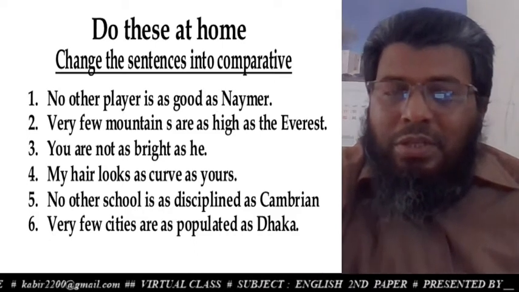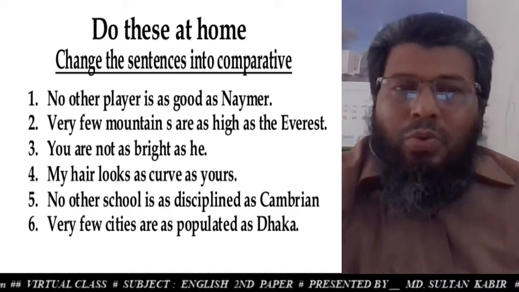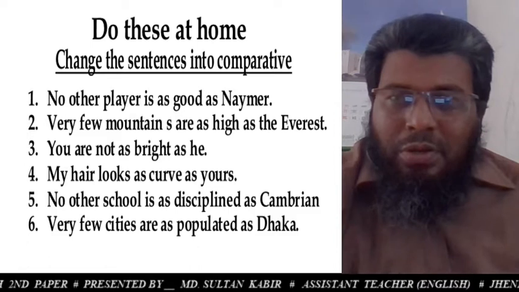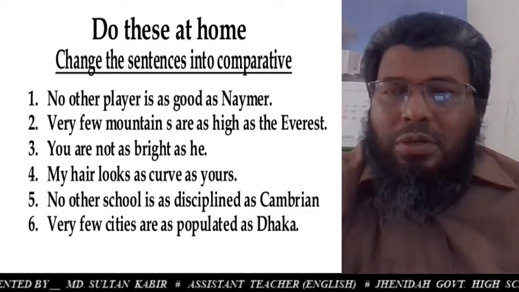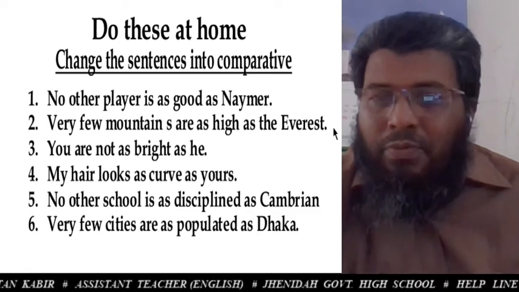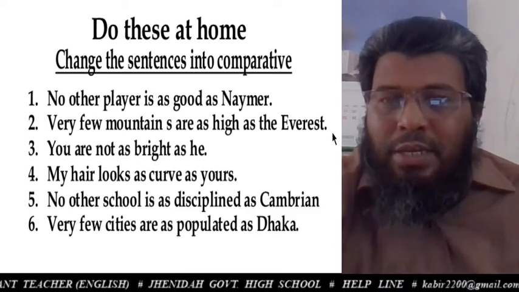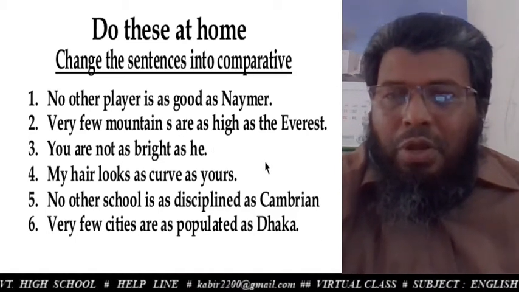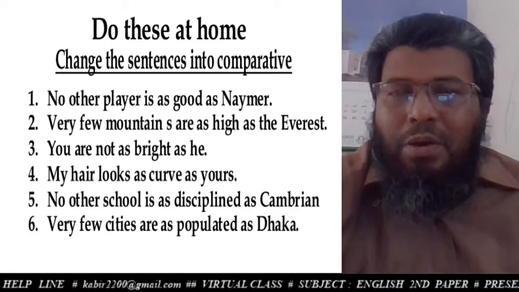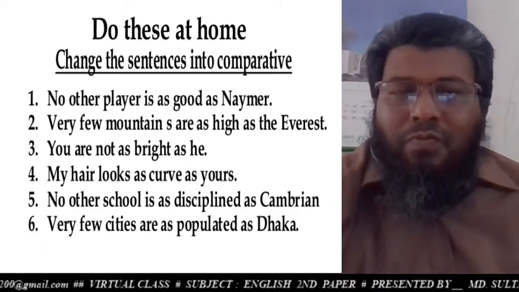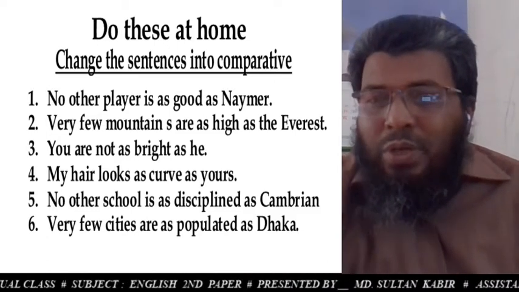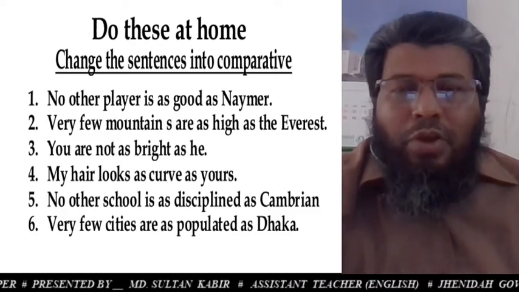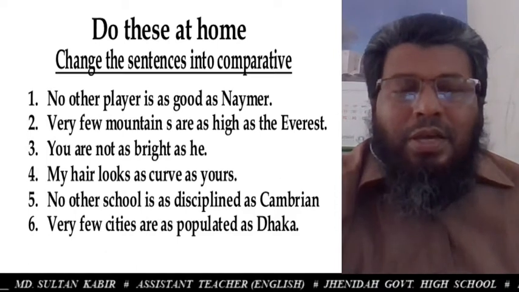So now all these are the work which you will do at home. Now all these rules are here. The first one is: no other player is as good as Neymar. Number two: very few mountains are as high as the Everest. Number three: you are not as bright as he. Number four: my hair looks as curved as yours. Number five: no other school is as disciplined as Cambrian. Number six: very few cities are as populated as Dhaka.